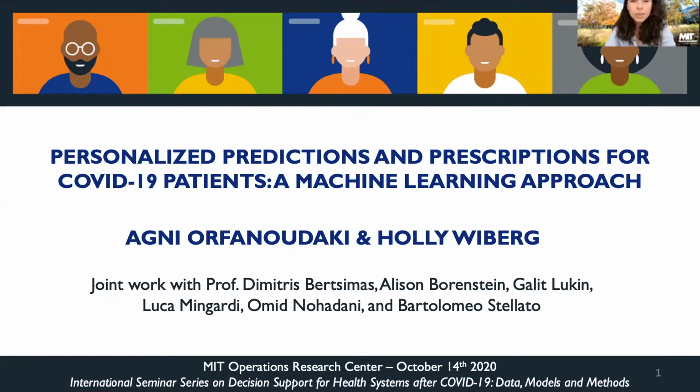My name is Agni Urfanudaki. And my name is Holly Weiberg, and I am a fourth-year PhD student. Agni is a fifth-year PhD student at MIT's Operations Research Center. As was mentioned, today we'll be presenting on work that we've done on both risk prediction and personalization of treatment for COVID patients. This is joint work with our advisor, Professor Dimitri Bertsimas, as well as many members of our research group and clinical collaborators from various partner institutions.